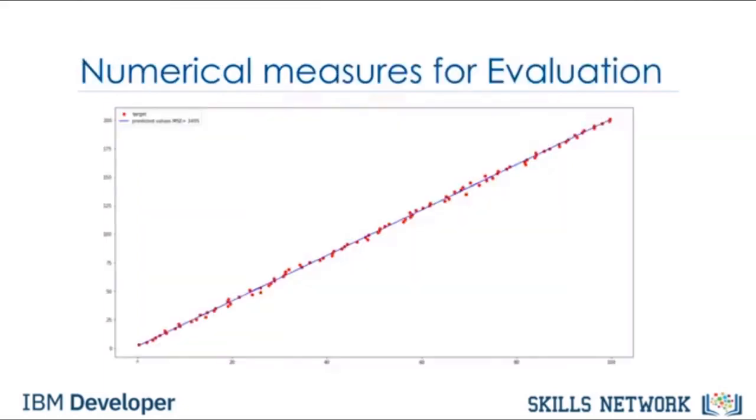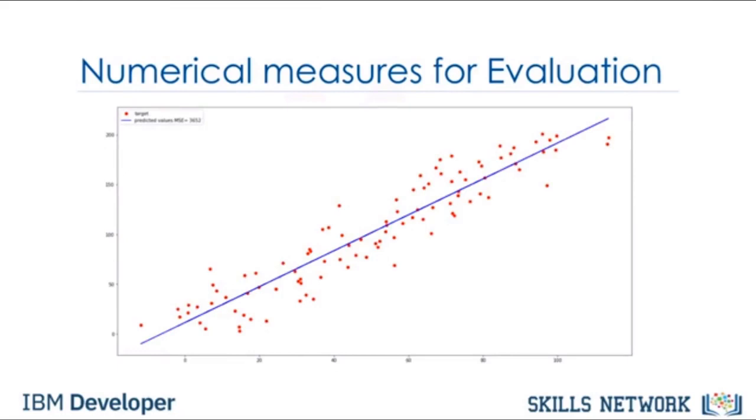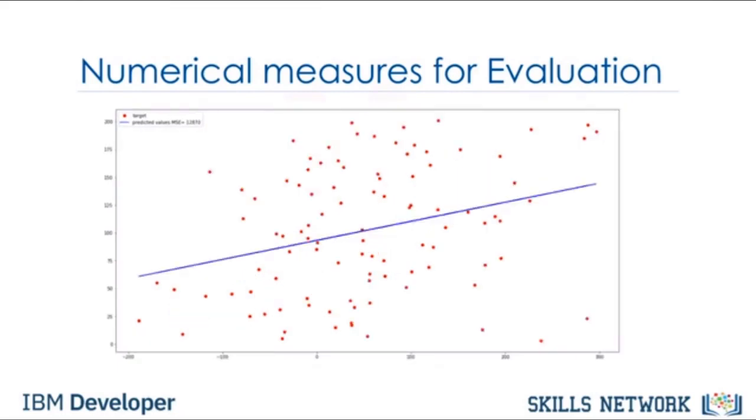The mean square error is perhaps the most intuitive numerical measure for determining if a model is good or not. Let's see how different measures of mean square error impact the model. The figure shows an example of a mean square error of 3,495. This example has a mean square error of 3,652. The final plot has a mean square error of 12,870. As the mean square error increases, the targets get further from the predicted points.